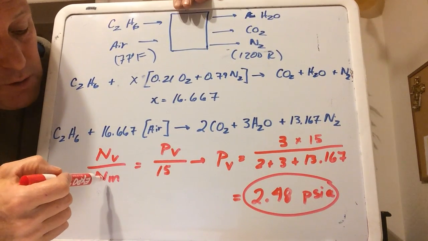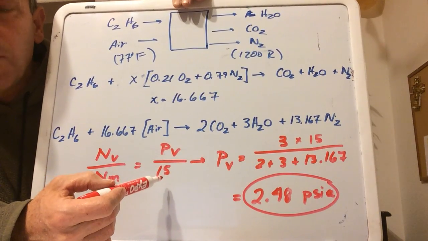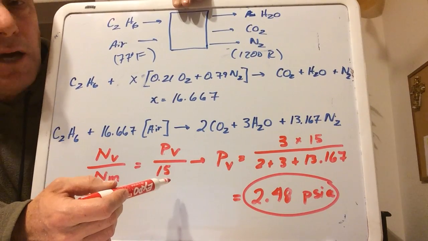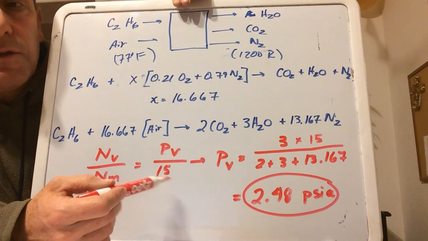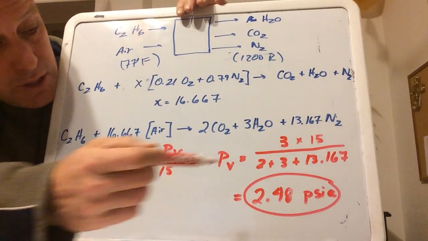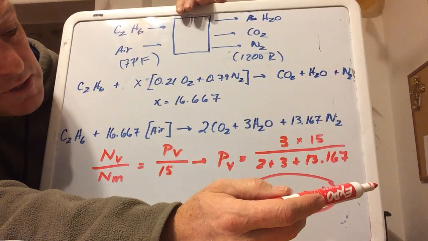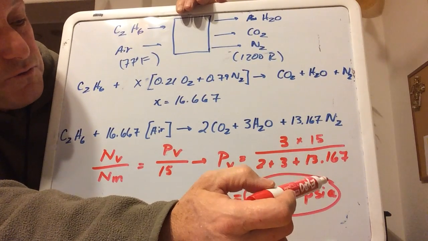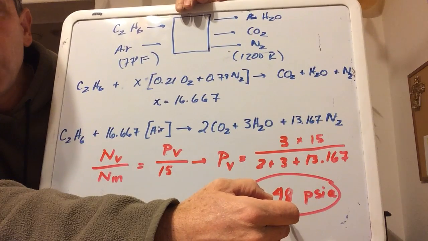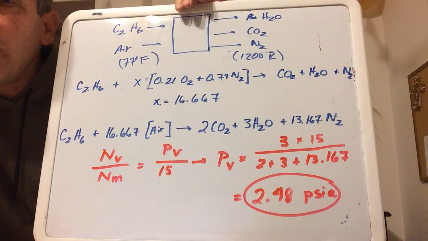The number of moles of vapor over the total moles in our mixture is equal to the pressure of the vapor over the total pressure of the mixture, which is 15 psia. By the way, 15 psia is not an unrealistic number for when the stuff comes out of the combustion chamber. All right, so I just cranked through the numbers. The total moles of the mixture is 2 plus 3 plus 13.167, and I got 3 moles of vapor, so I cranked through it, and I got that the pressure of the vapor is about 2.5 psia.